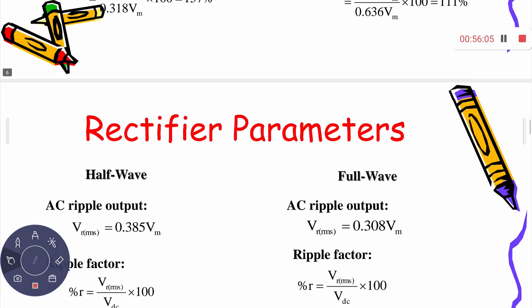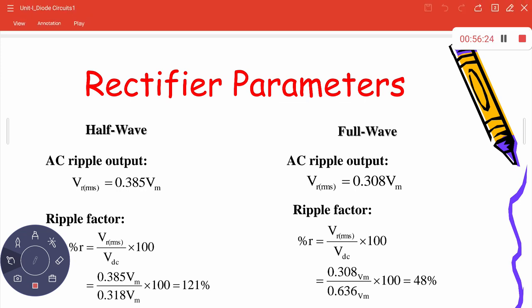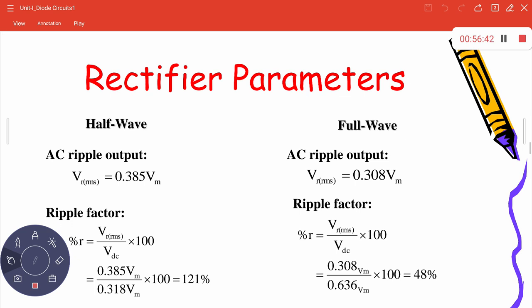Then the ripple factor. The RMS value of the ripple is 0.385 Vm, and here you have 0.308 Vm. If you compare the numerator part, this is less, 0.385 to 0.308. So less ripple for full wave. 0.385 Vm for half wave, for full wave 0.308 Vm. And more average. Half wave is having Vm by pi average, full wave is having 2 Vm by pi average. So numerator is less, denominator is more, that gives rise to even lesser ripple factor.